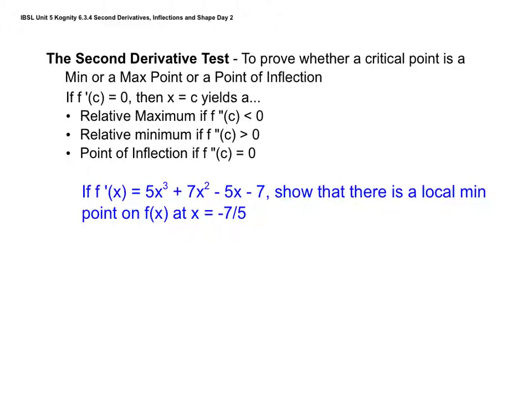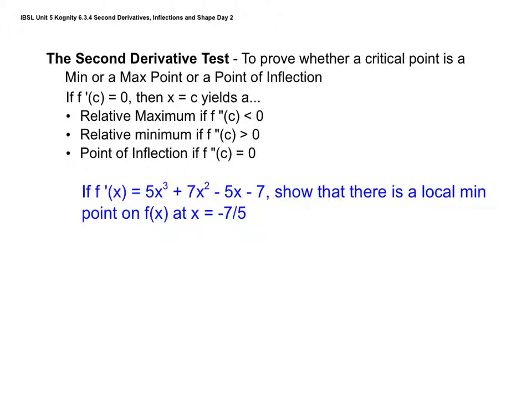So to prove whether a critical point, notice we're starting with a critical point, so we already know that the first derivative equals 0 here. To prove whether a critical point is a min or a max point, or a point of inflection, which would also make it a plateau point, if the first derivative at c equals 0, then f of c gives us a relative maximum if f double prime of c is less than 0.